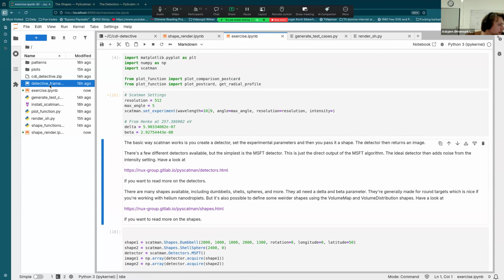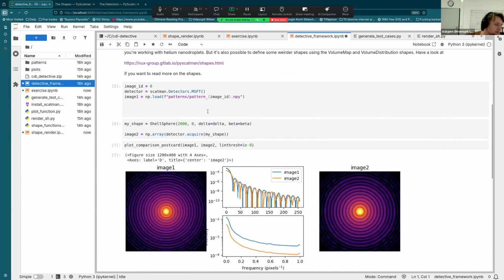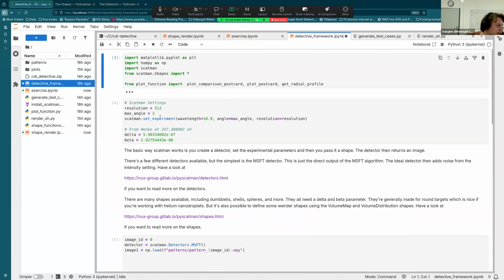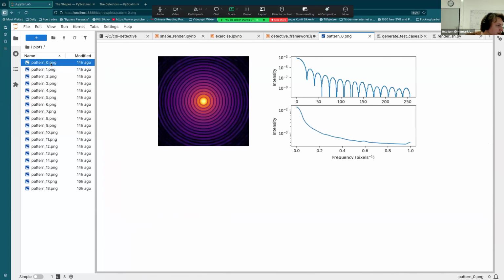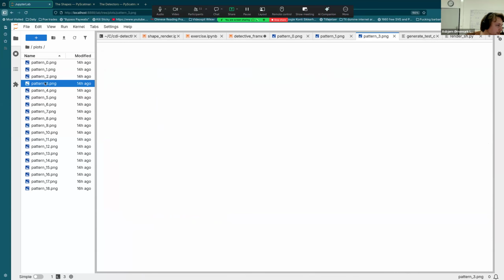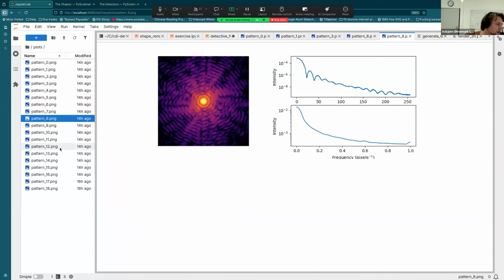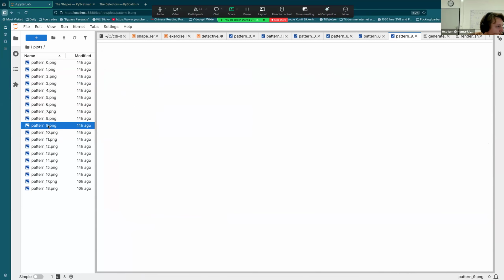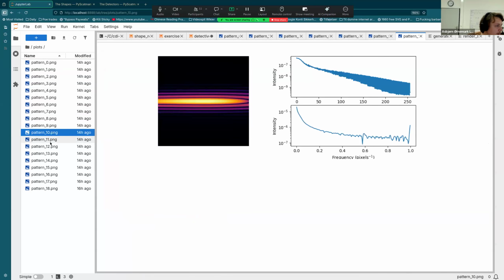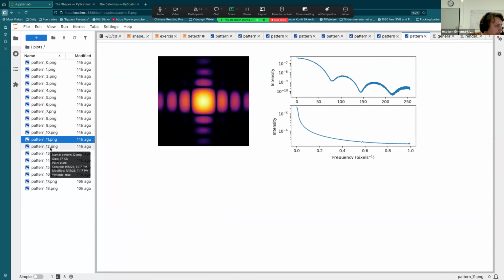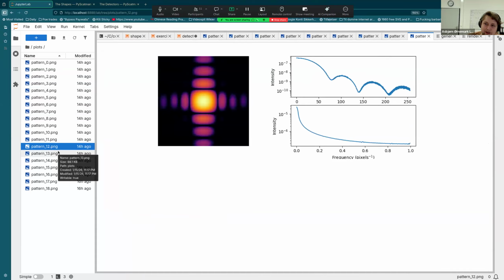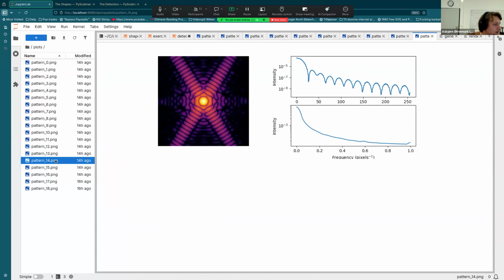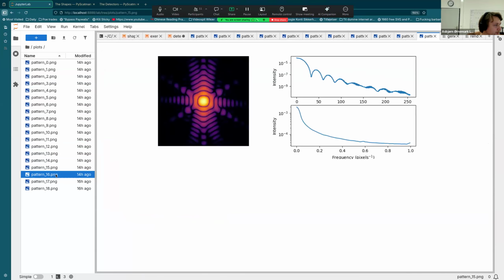I can show you this detective framework I made, if you want to have an excuse to play around with it. As I noted, I made these test images. You can try to grab some shapes and see if you can find the thing that makes these shapes. These ones are quite fun.